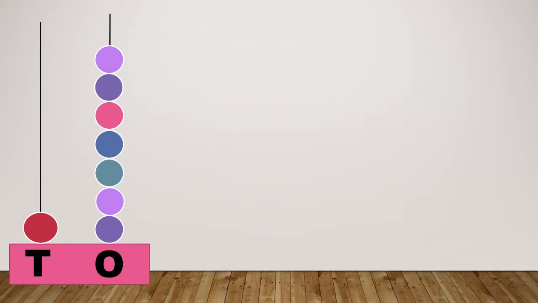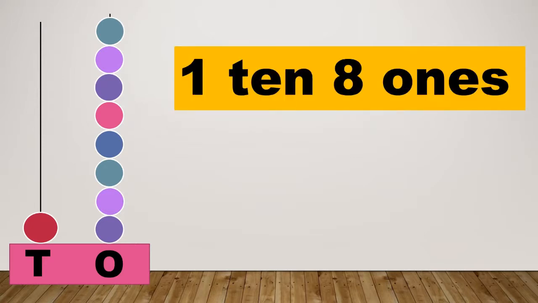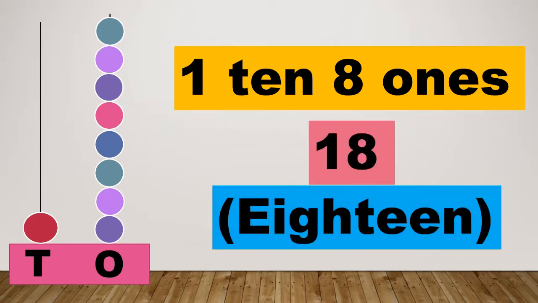Again I put one more bead in ones place. Already it has 7 beads and I put one more. So can you tell me how many beads altogether in ones place now? Right, 8 beads. And in tens place already have 1 bead. So 1 ten, 8 ones. 1 ten, 8 ones makes 18. EIGHTEEN, 18.